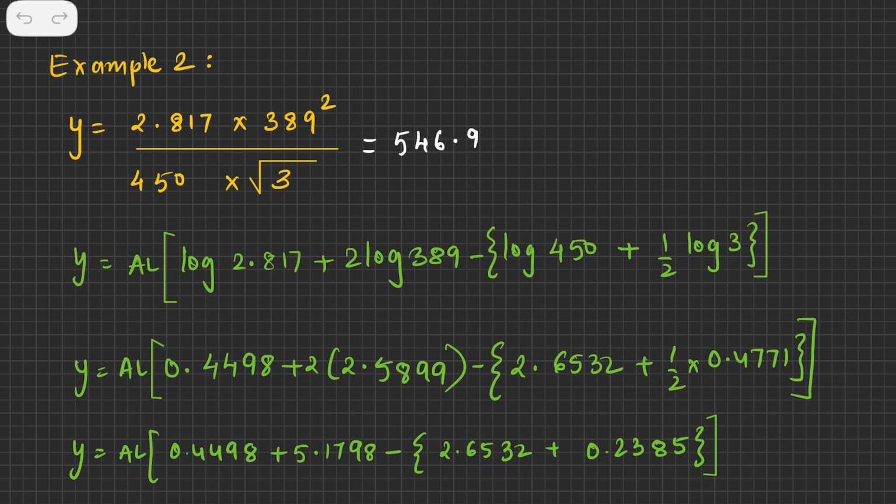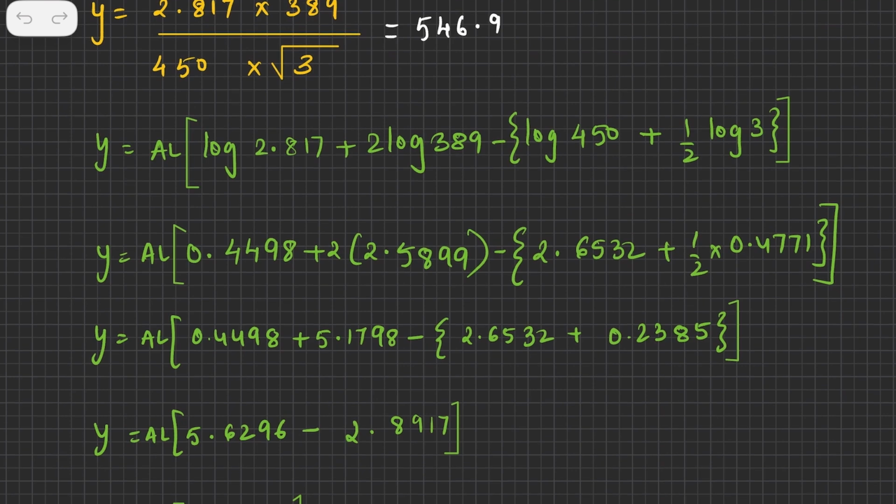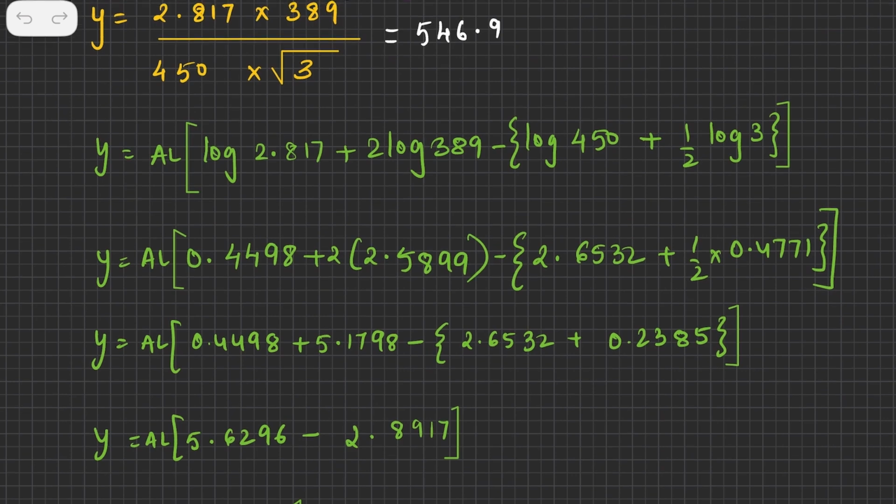Now a very common mistake is that students initially multiply this with 2, or half multiplied with this 3, and then they find out the log, which is a wrong way of solving. Initially you are supposed to find out the log of 389 and then multiply by 2. Initially you find out the log of 3 and then multiply it by half. Now let's quickly find out the log of each number. This is a number which is greater than 1, and I am seeing that there is only one digit before the point, so the characteristic would be 0.